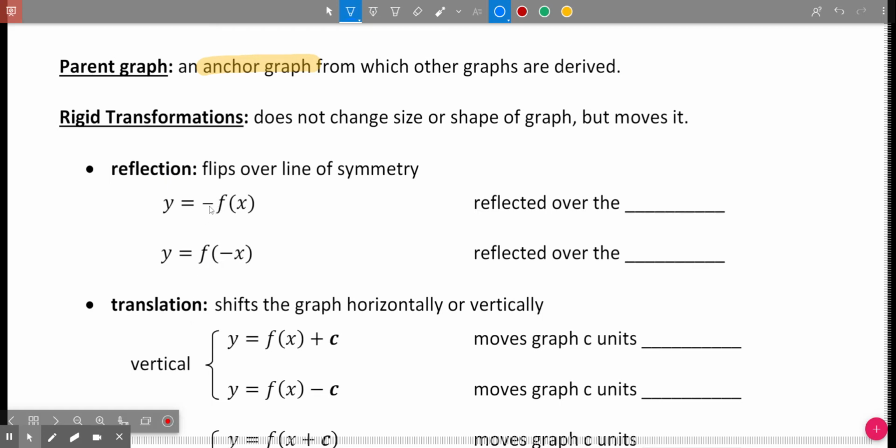If you multiply by a negative on the outside of your function, then that reflects the graph of the function over the x-axis. If you multiply by a negative on the inside of the function, that's going to reflect the function over the y-axis.